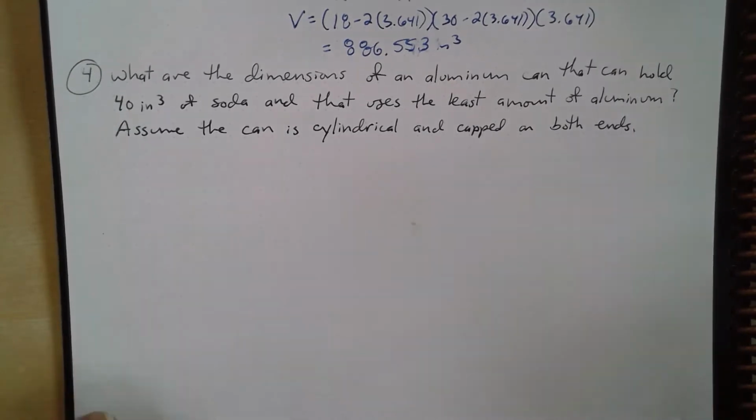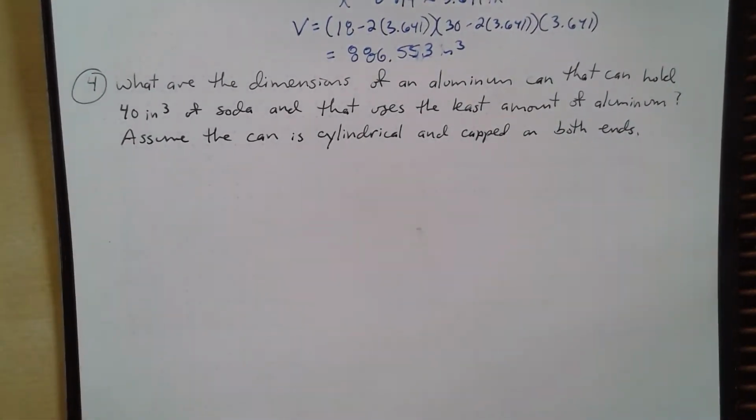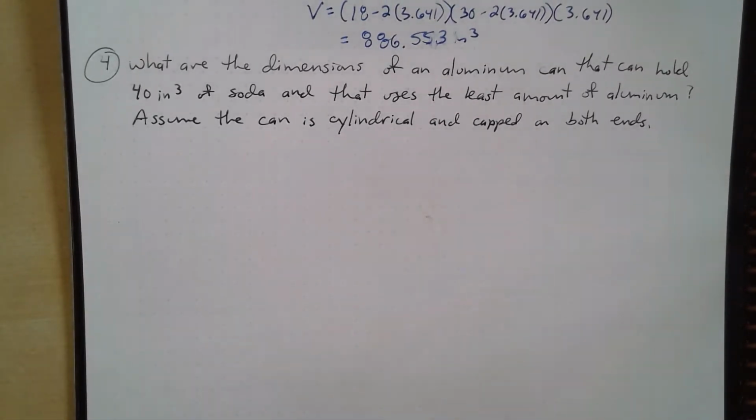Okay, second to last one. I know it's getting kind of long, but I want to do as many examples of these as possible because I do think that they can get kind of tricky. And this is a great free response type question, so something to really know how to do. What are the dimensions of an aluminum can that can hold 40 inches cubed of soda and that uses the least amount of aluminum? Assume the can is cylindrical and capped on both ends.